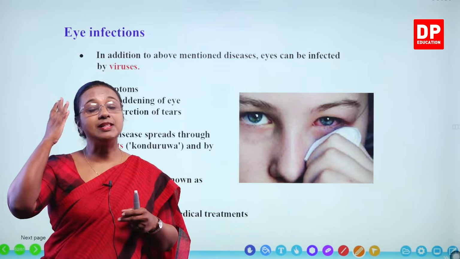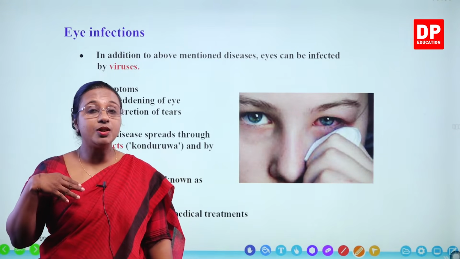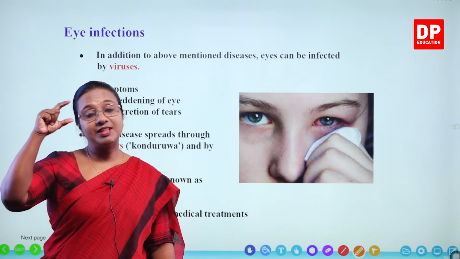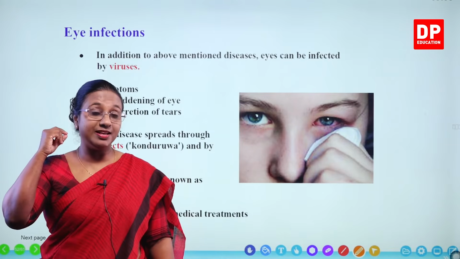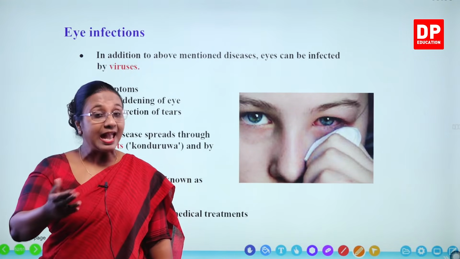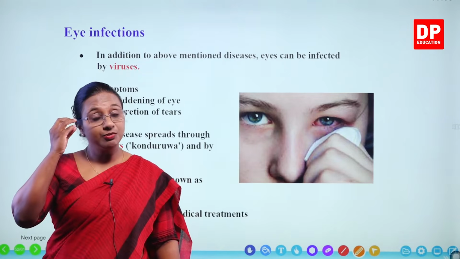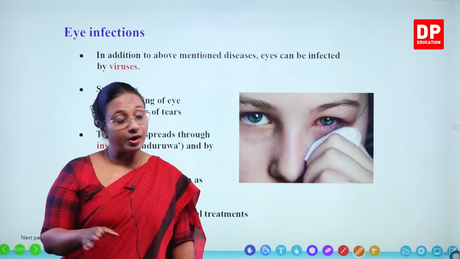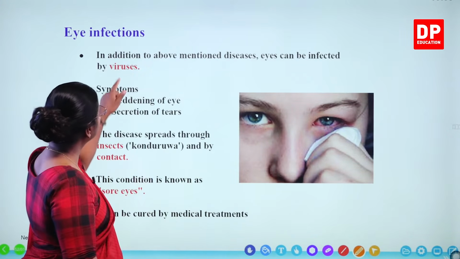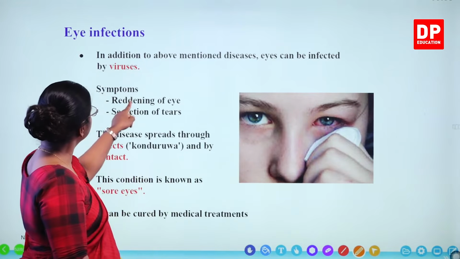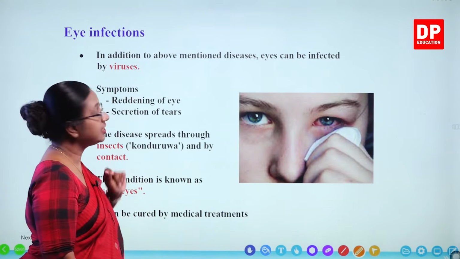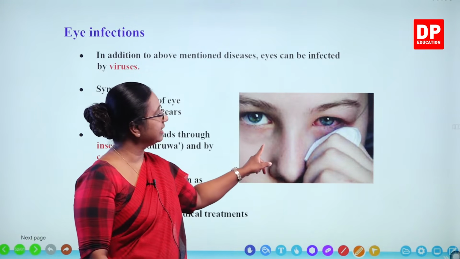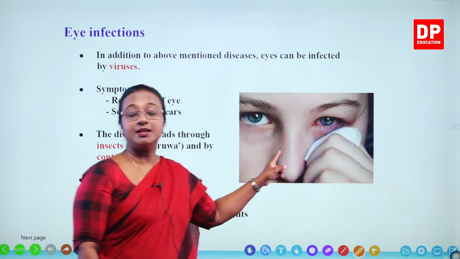You would have seen people, the eye becoming red, they'll be tearing all the time. Then there is a sticky substance that is produced. Because of that, the eyelids get stuck together. You find it difficult to open your eyes. And when it is a severe situation, you get a pain in the eye as well. So that condition is known as sore eyes, and that is the infection caused by viruses. So symptoms are reddening of the eye and secretion of tears. You can see that in this diagram. Now this side is a healthy eye. This eye has been infected by a virus.